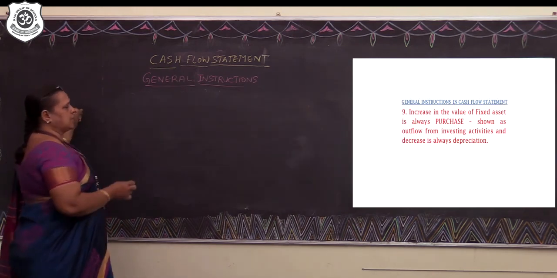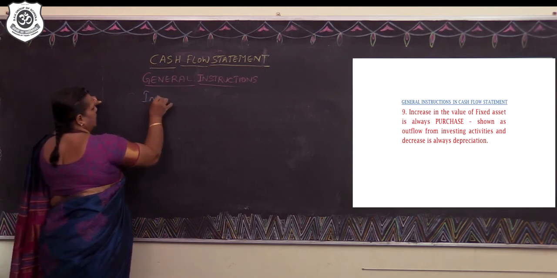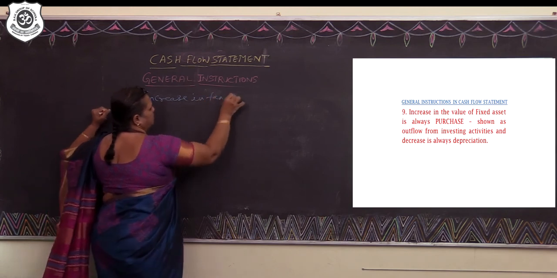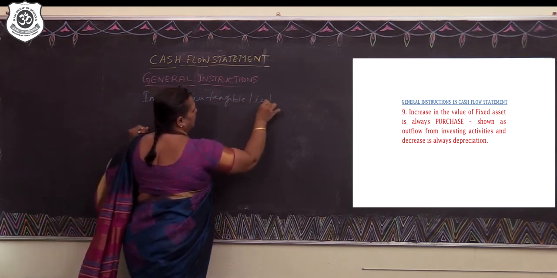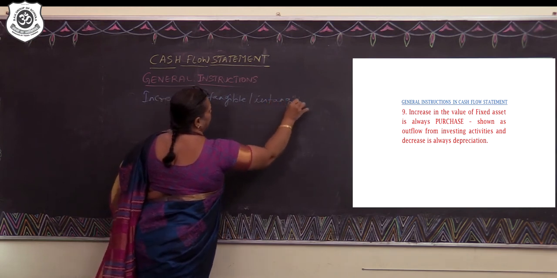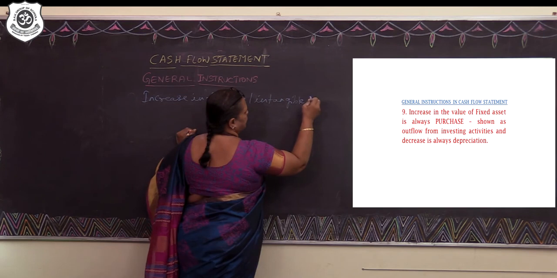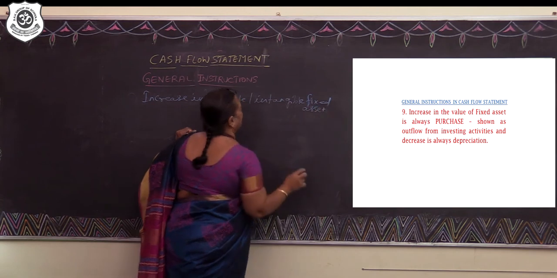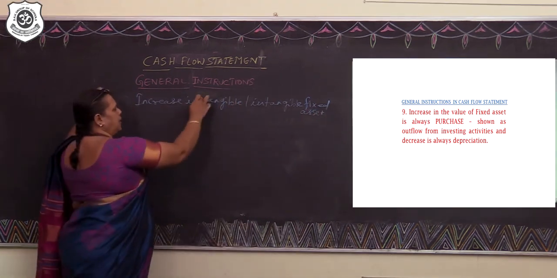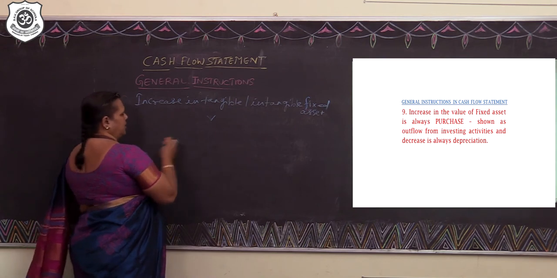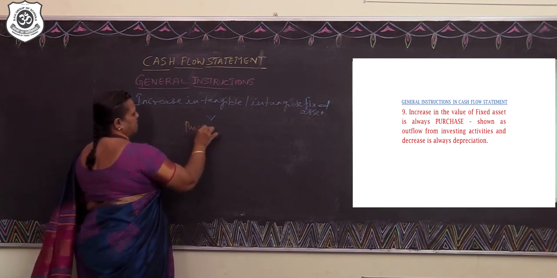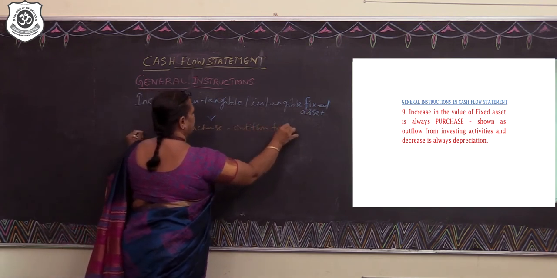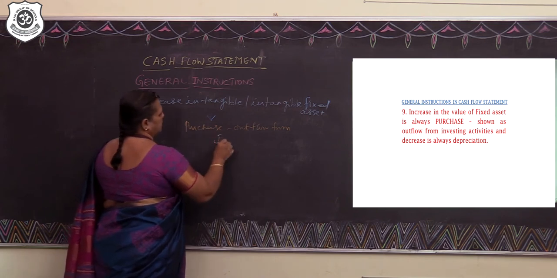So the next instruction is about increase in tangible or intangible fixed assets. Increase in tangible or intangible fixed asset is always purchase, and it is an outflow from investing activities.